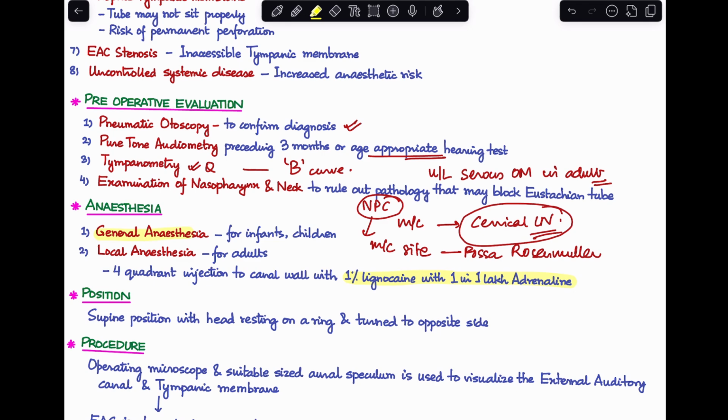Next, how will we position the patient? So we'll have the patient in supine position with the head resting on a ring and turned to the opposite side. So the ear to be operated is turned towards the surgeon.